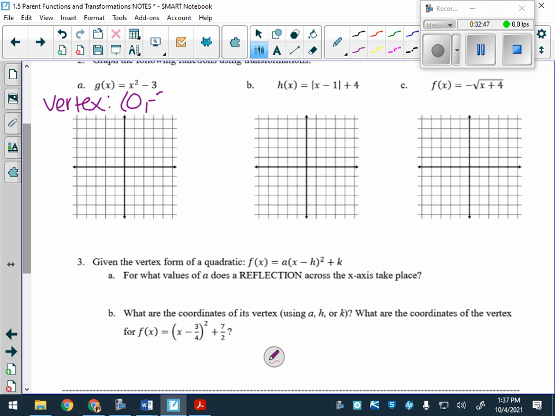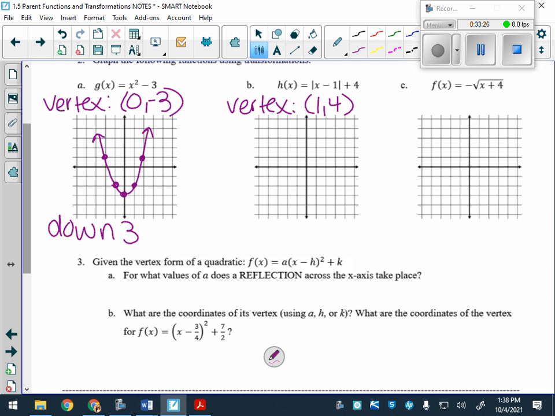For A, Esteban, what's my vertex? 0, -3. Good. What transformation is happening? Lila? Down 3. Okay, so we have 0, -3. We have our points. Okay, and that is our graph. Okay, 0, -3, down 3. Good. For B, what is my vertex, Nolan? 1, 4.